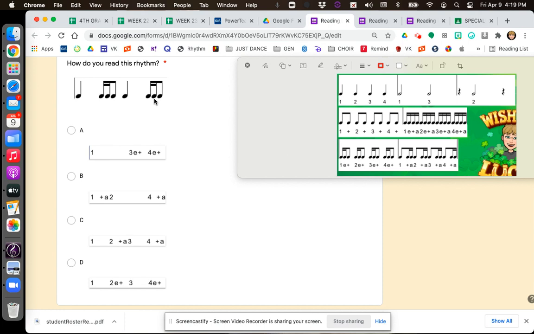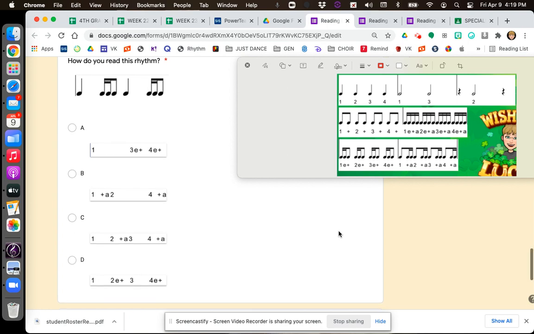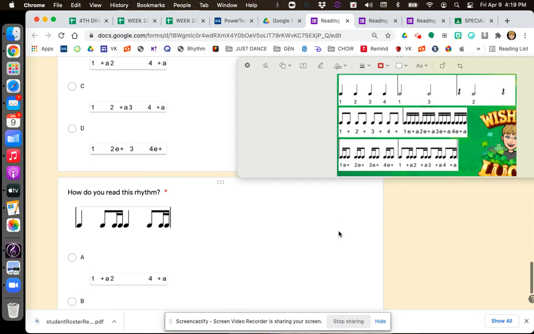2 16th notes followed by an eighth note. Again, does it match here or here? Which one is that? And look closely at how it's written. Pause the video if you need to have a little more time. Moving on.